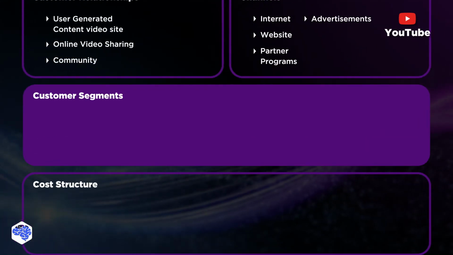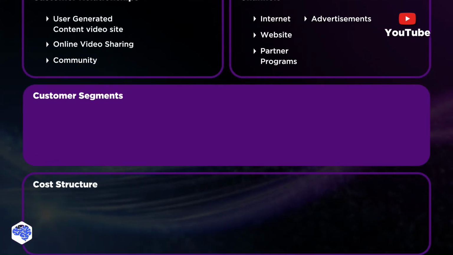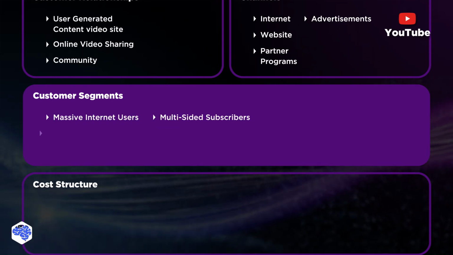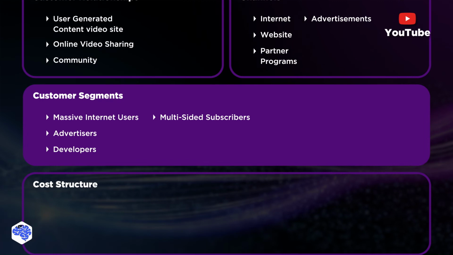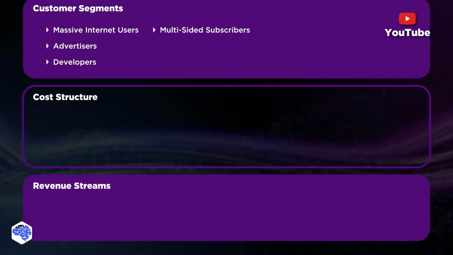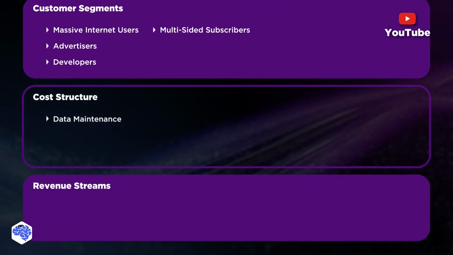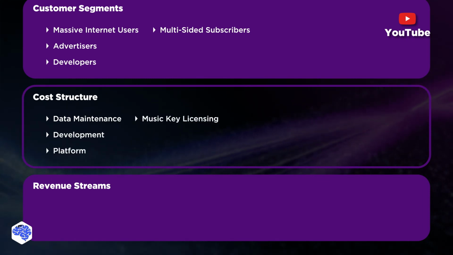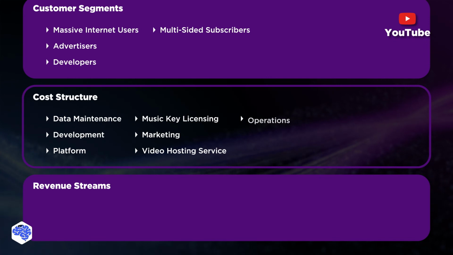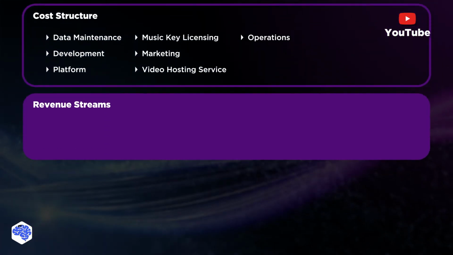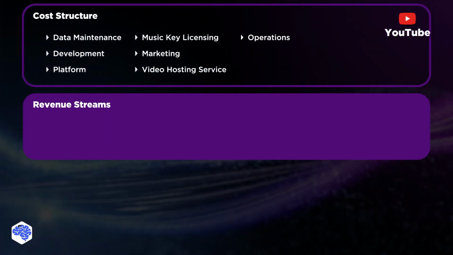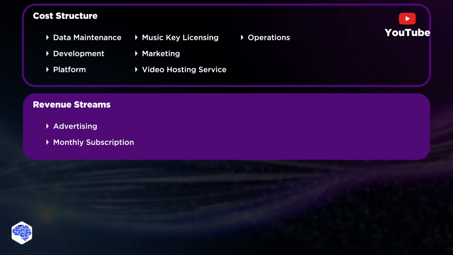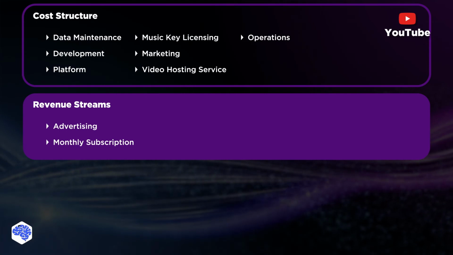So, who are YouTube customers? Among the main segments, we define internet users, multi-sided subscribers, advertisers, and developers. Time to think of the associated costs. They include data maintenance, development, maintaining the platform, music licensing, marketing, hosting, and operational costs. And finally, how does YouTube earn money? Obviously, we'll be putting advertising here and monthly subscription with the introduction of YouTube Premium.